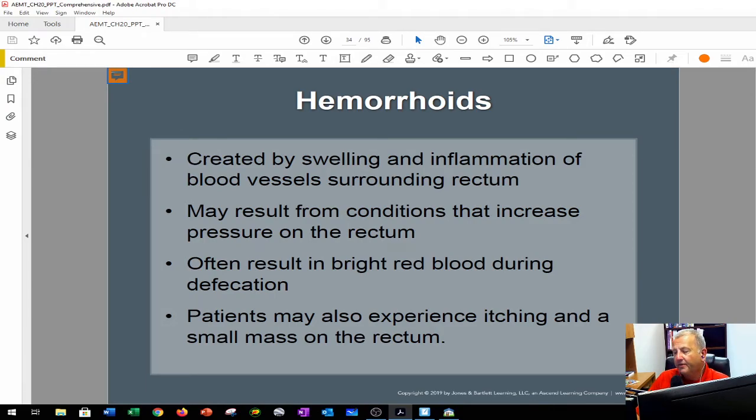Excuse me. Then we have hemorrhoids here. You're like a hemorrhoid to me, people say. So yeah, it creates swelling and inflammation right at the anus. Sometimes you can have a little, sometimes moderate bleeding. It normally doesn't turn into a hypotensive crisis. It's usually bright red blood.